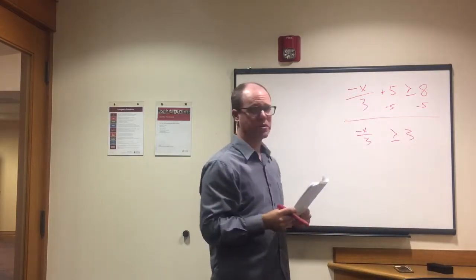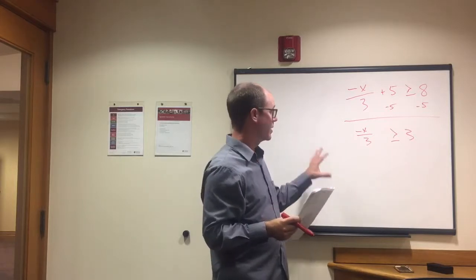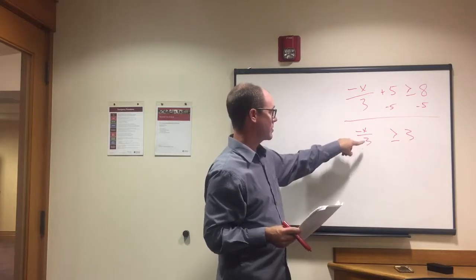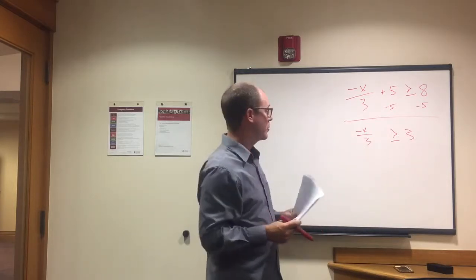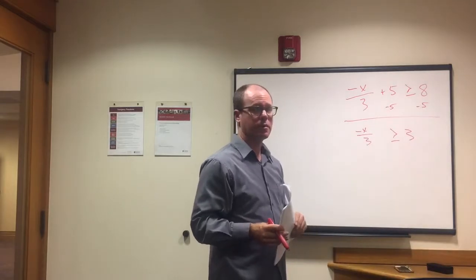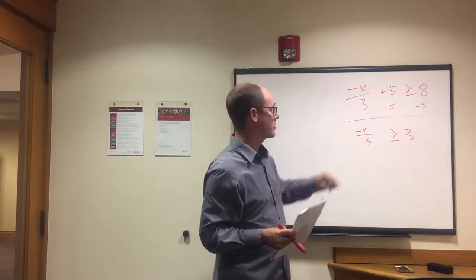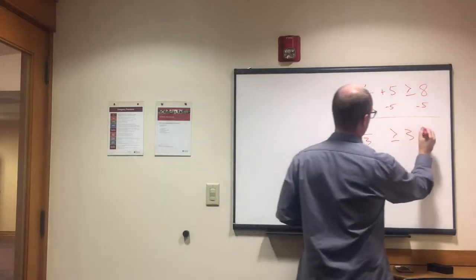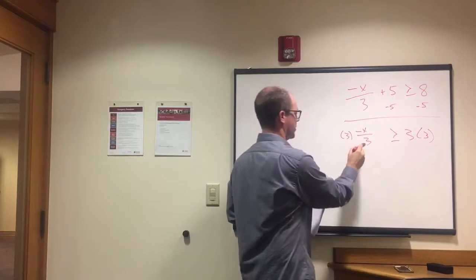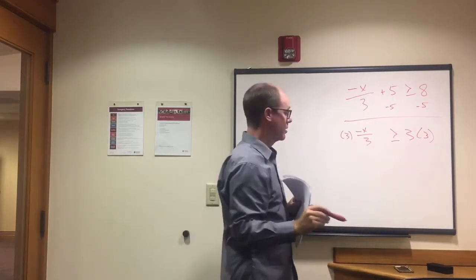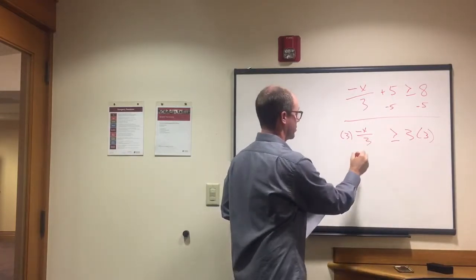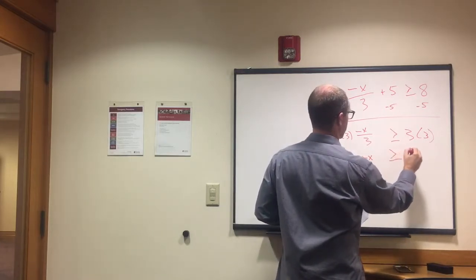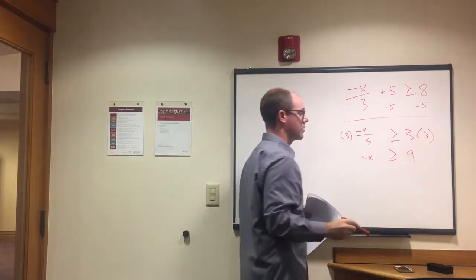So we have two steps left because we want to get a positive x by itself. Now when we have a variable on top and this number in the denominator, if we multiply both sides by the denominator, that will eliminate this 3, right? So negative x divided by 3, if we multiply each side by 3, that will eliminate the 3, and we just have negative x greater than or equal to 9.